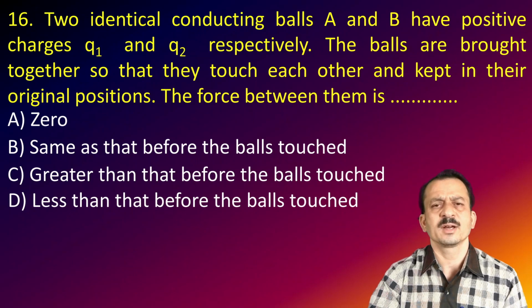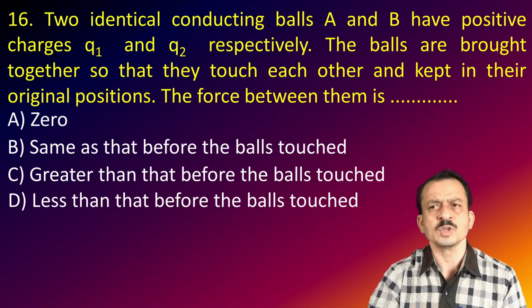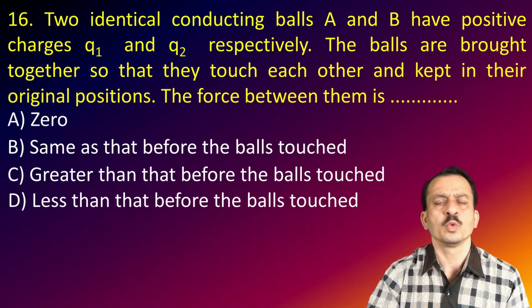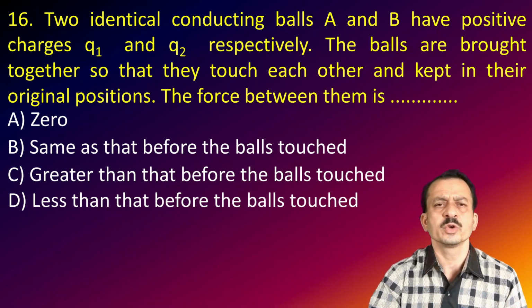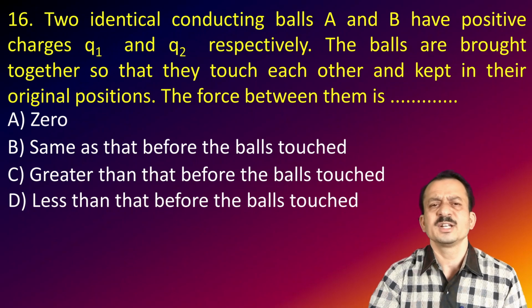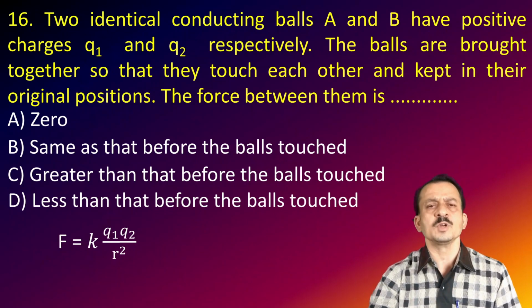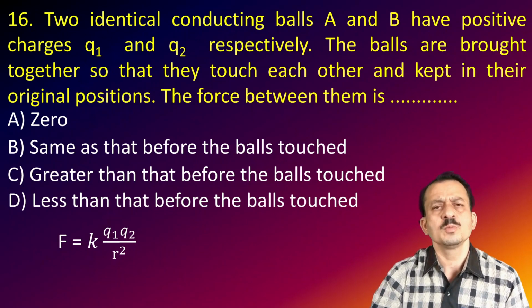So here two identical balls are given, two conducting balls A and B. One is charged to Q1, another one is charged to Q2. Initially they are separate. When they are separate, we have the expression for the force of repulsion between them, which is K into Q1 Q2 by R square.